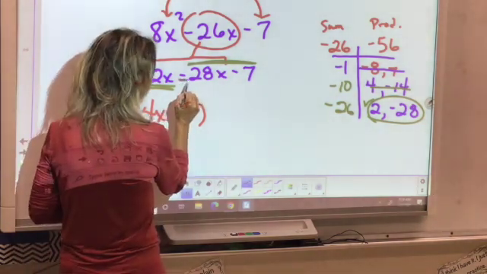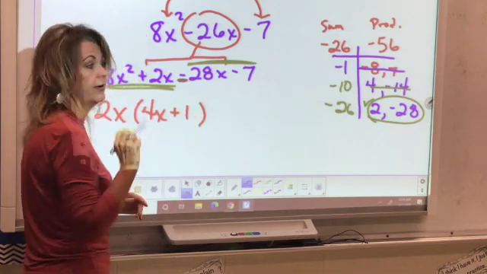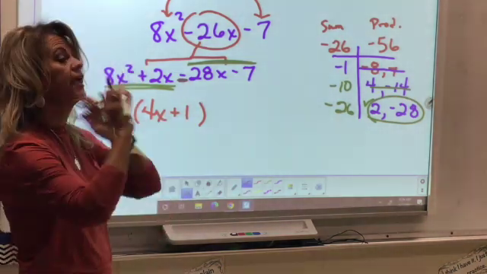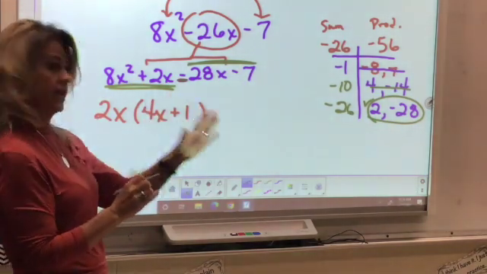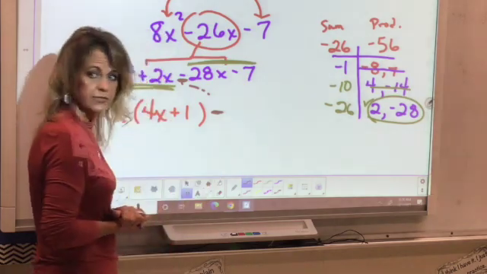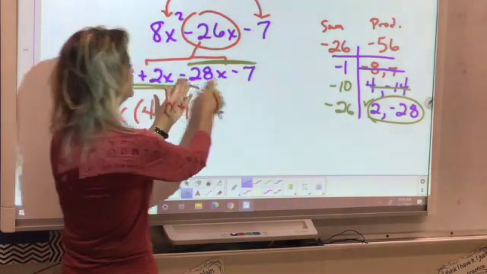You see that sign right there? I don't care what it is. I don't care if it's a plus. I don't care if it's minus. Do not care what it is, because whatever it is, it's coming down right there. Yes? Okay.